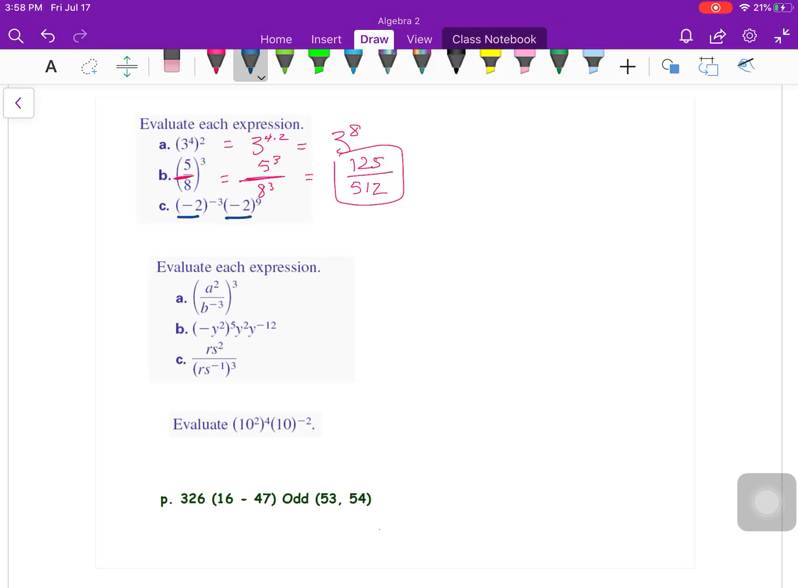Okay? A negative 2 to the negative 3 times a negative 2 to the 9. Notice both my bases are the same. So I could say my base is a negative 2, and I am multiplying. So that means add your powers. Negative 3 plus 9. That is a negative 2 to the 6th. 6 negatives make a positive, and 2 to the 6th. Well, 2 to the 5th was 32, so 2 to the 6th should be 64. I am going to expect you to know that one too.